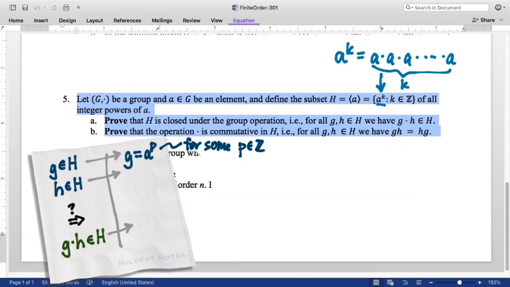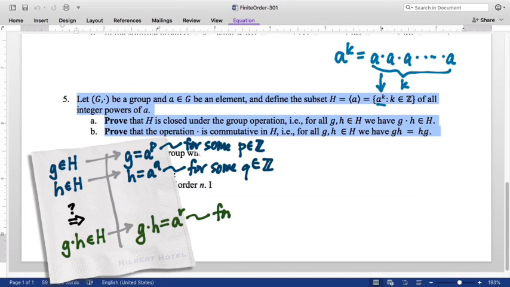And then likewise, if h belongs to capital H, then that means that it, too, is some integer power of this element a, some q, which is an element of Z. And then finally, in order to show that gh is an element of H, I need to show that gh is also some integer power. Let's say a to the power r for some r.